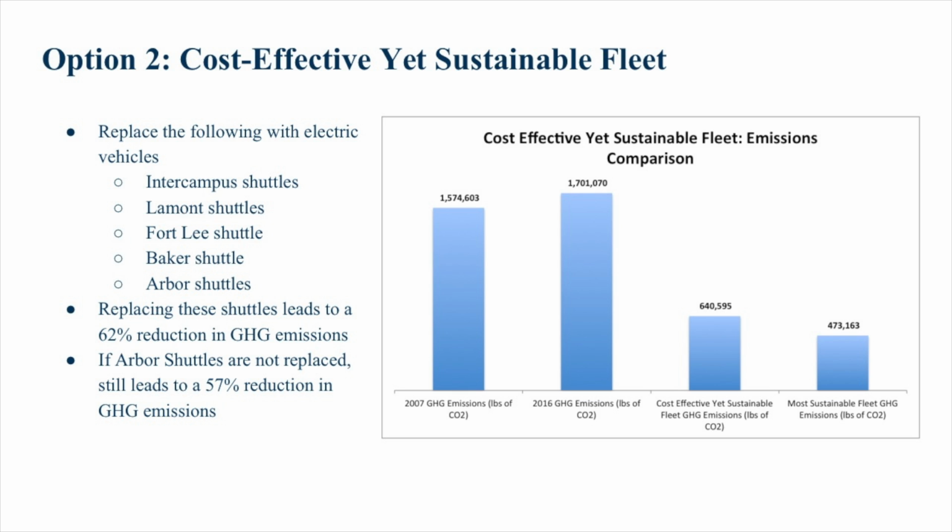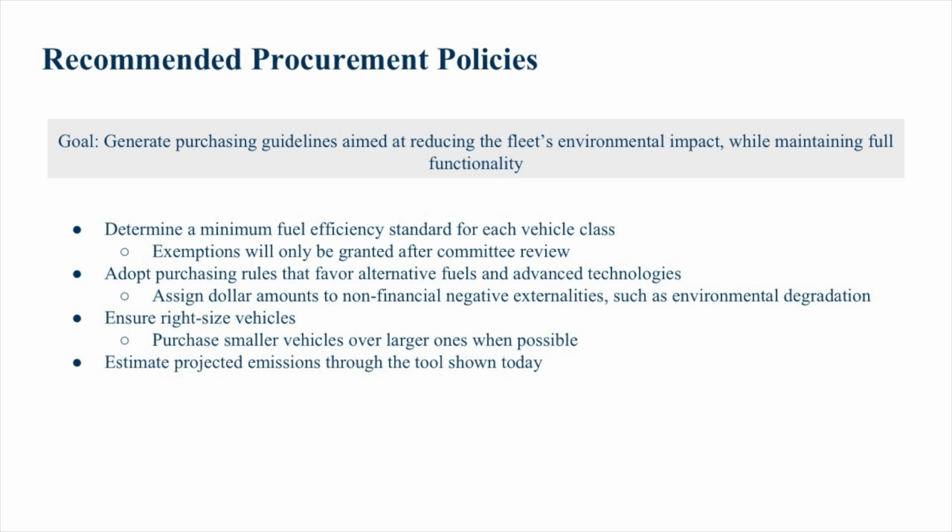So actually there was recently an announcement that a lot of the shuttles will be switching over to electric already. So that basically covers the intercampus shuttles and Lamont shuttles. So if we also switch over the Fort Lee shuttle, Baker shuttle, and Arbor shuttles, it will lead to a 62% reduction in GHG emissions. And this is a very small fraction of Columbia's total fleet vehicles, but just switching over these few vehicles leads to a huge reduction. And then in terms of recommended policies, just a brief overview.